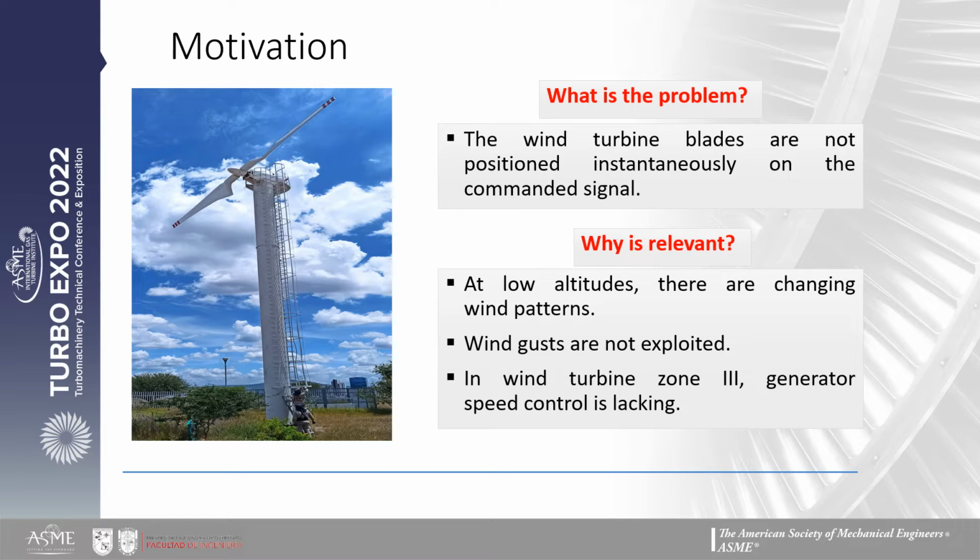And when we have low altitudes, there are changing wind patterns, or in other words, there are wind gusts that are not exploited. The normal procedure for wind turbines is that when we have wind gusts in the area, we slow down the system, and when we slow down the system, we waste a large amount of wind. And this is the motivation of our work.